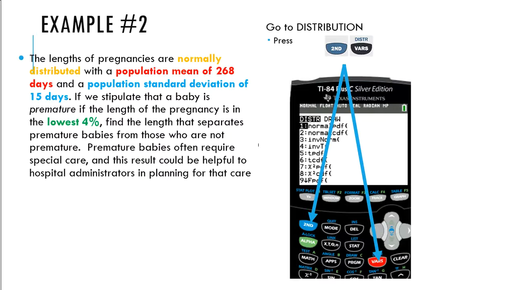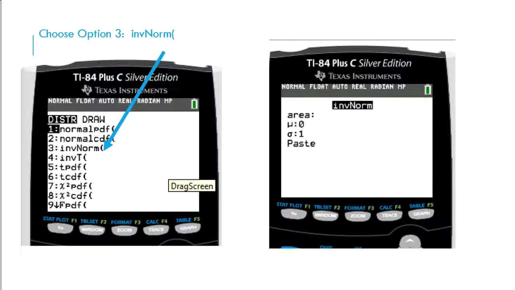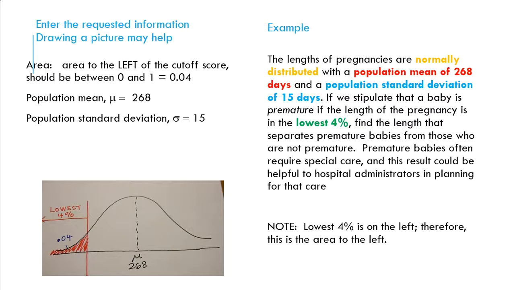Okay. Again, I'm looking for a percentage of the babies that will be born this way. So what I need to do is press second, bars, inverse norm again, and again I'm going to need my area, my mean, and my standard deviation. So I wanted to know the lowest 4%. If you see below in the picture, you can see the lowest 4%. Because it's going to the left anyway, I need to convert 4% to a decimal, which is 0.04.